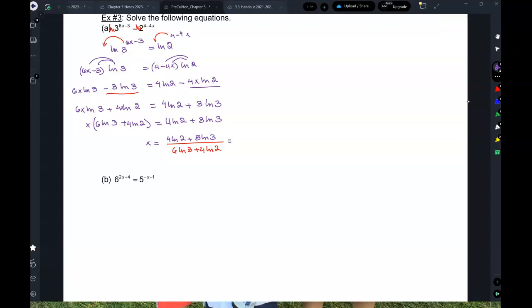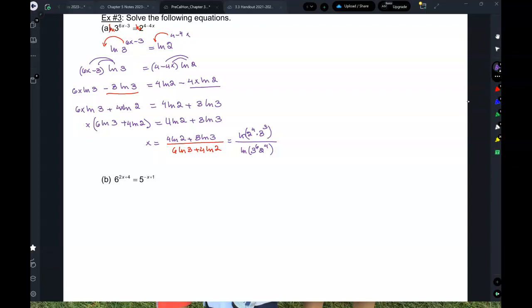So this is going to be ln of 2 to the 4 times 3 cubed, right? When you condense, remember like you did yesterday? Over, so I'll put that in parentheses, over ln of 3 to the 6, 2 to the 4.